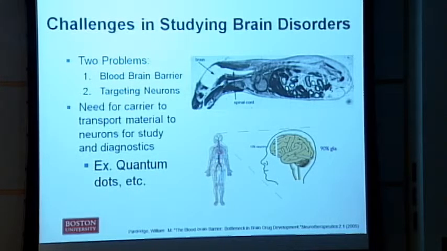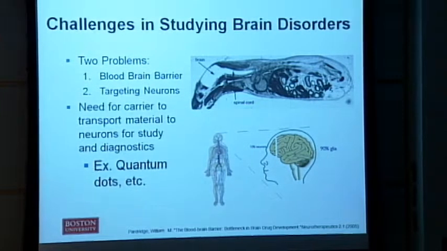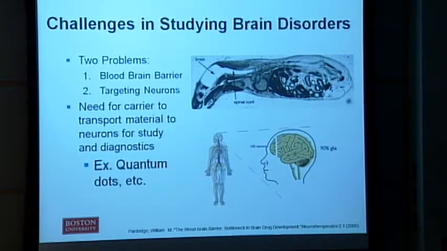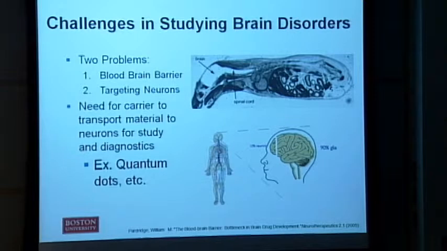The second problem is actually targeting neurons within the brain itself. The brain is actually 10% neurons, the cells that actually do the brain's tasks, such as thinking, making decisions, etc., and 90% glial cells, which are just supportive cells that nourish neurons. There are certain disorders that are restricted just to glial cells, like glioblastomas, and there are certain disorders that are restricted just to neurons, like Parkinson's. So we want to be able to target our therapies specifically to the kinds of cells that are affected.